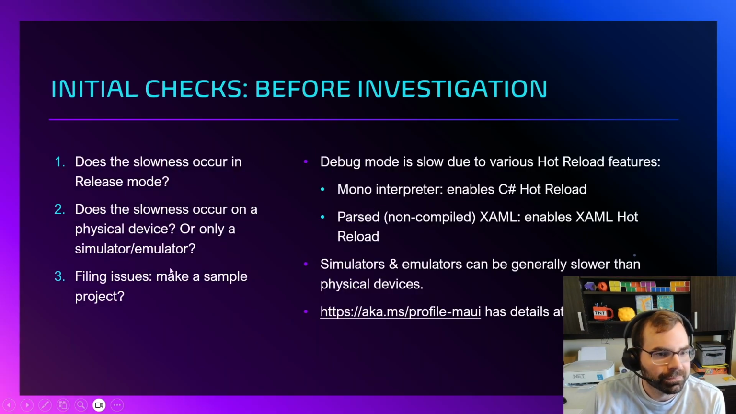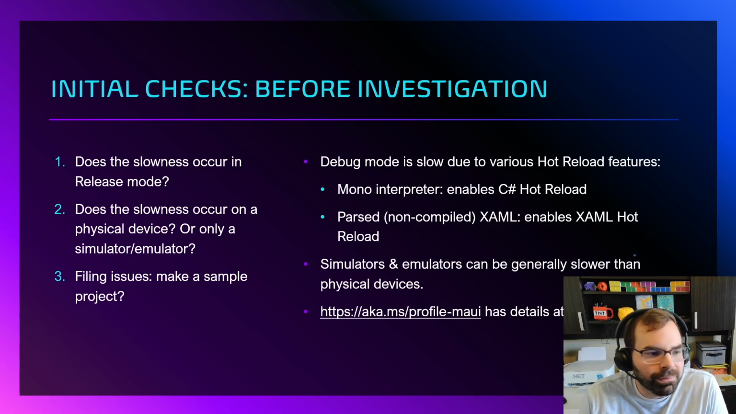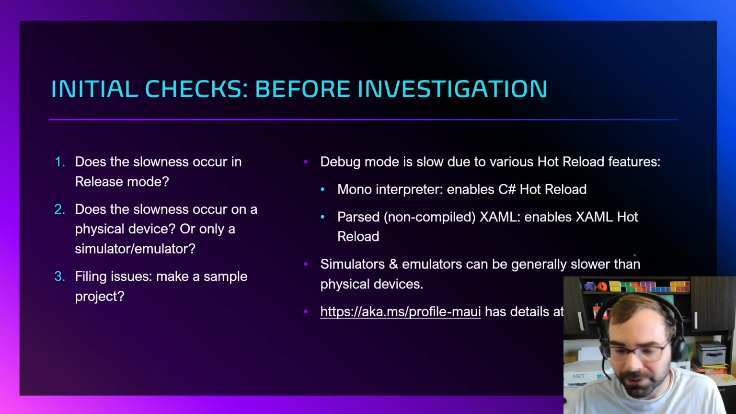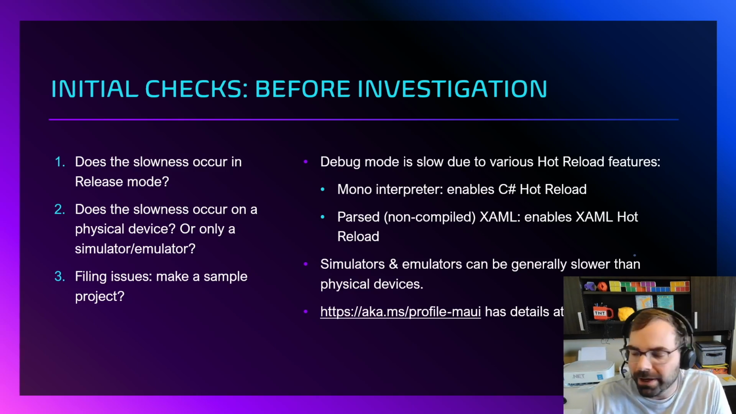So before you do anything, the first thing you might check, if you feel like your app is slow, is: is it slow in release mode? Debug mode has a lot of settings that are enabled for productivity, like hot reload, but they actually can make general code in your app slower than it would be in real life when you go to distribute your app.